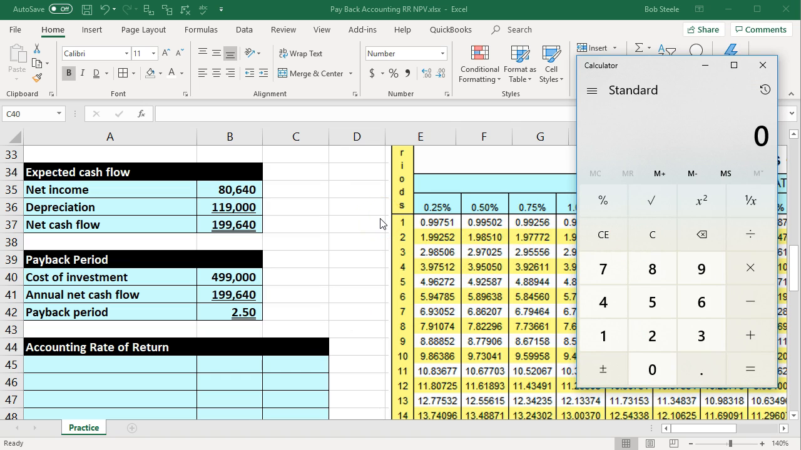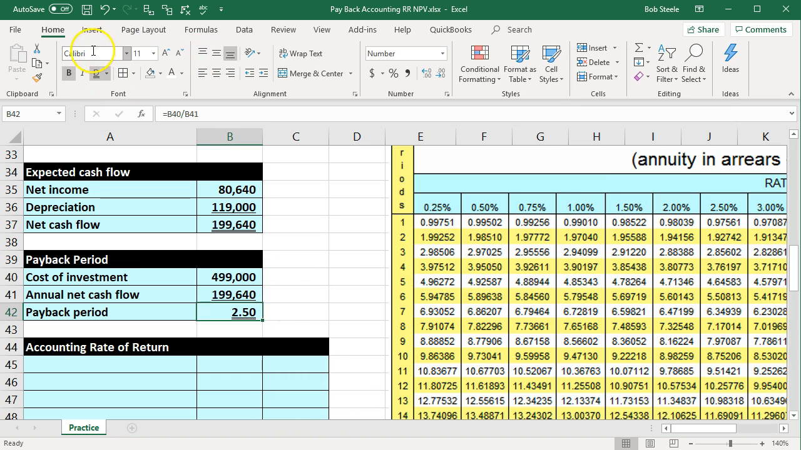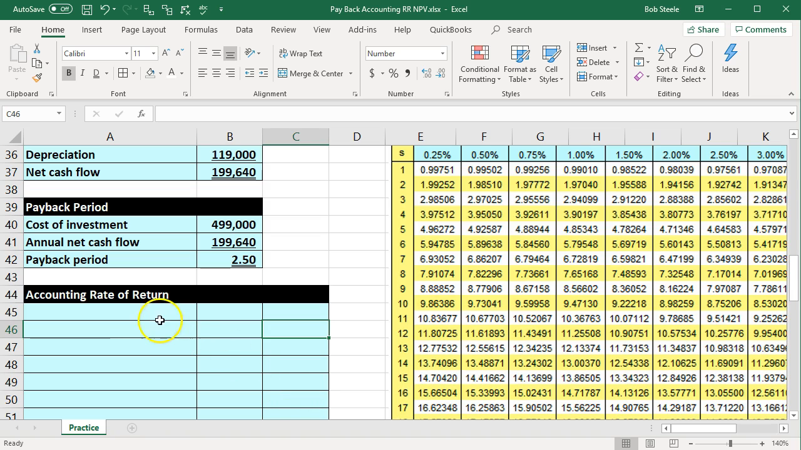In other words, if we take $199,640 times 2.5 years, we're going to get back pretty much to our original investment. Why isn't it exact? Because of rounding. So if you go to the home tab, numbers, rounding. But it's an estimate, so we're good with basically 2.5 years. Now note, of course, that doesn't take into account time value of money, but it can be a useful, quick type of calculation.